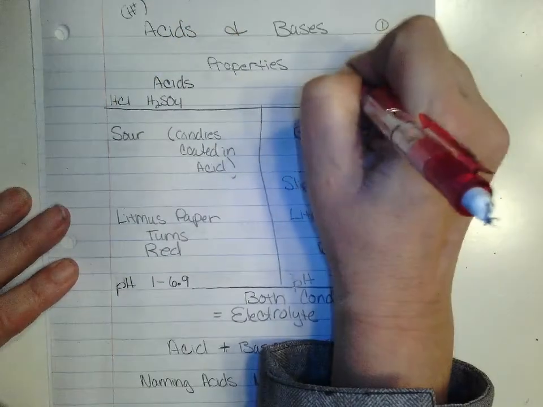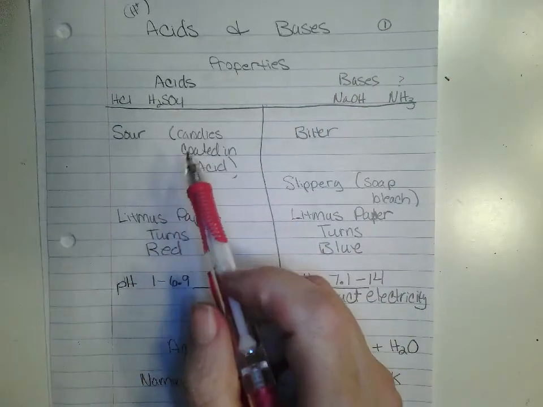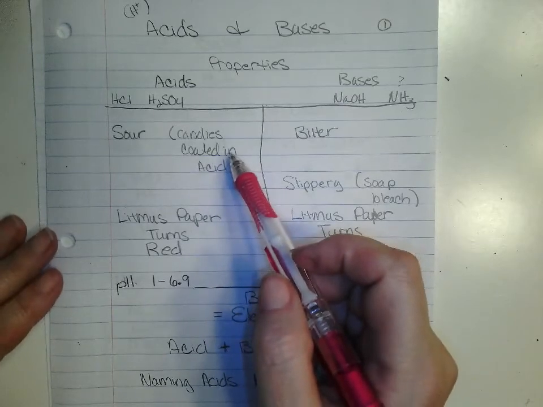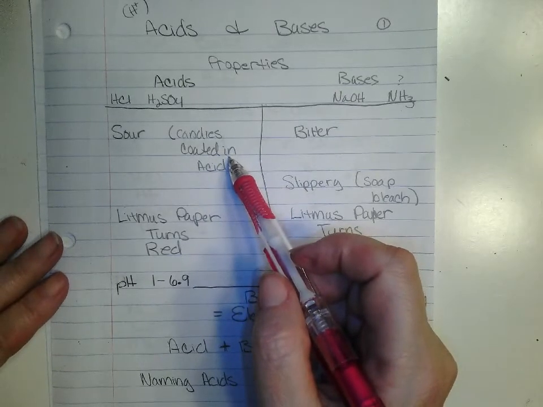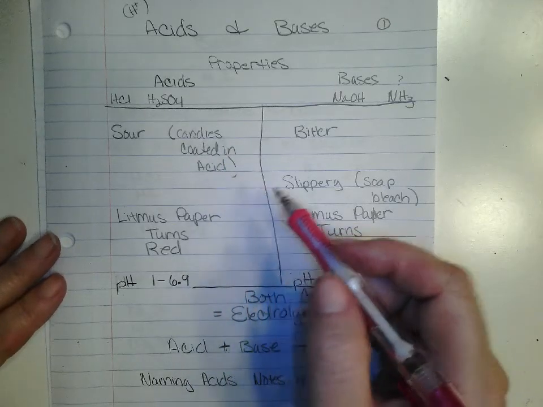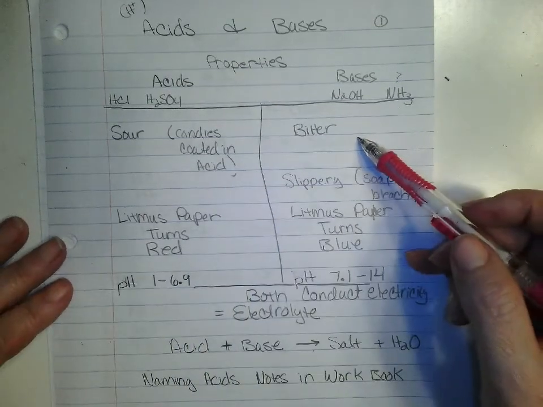and our bases are side by side. And the first one you know really well. Acids are sour. So that sugar coating that you have on candies, that white sugar coating, is basically an acid. Okay, it's usually acetic acid, but other acids can be used. Bases usually taste bitter, like soap.